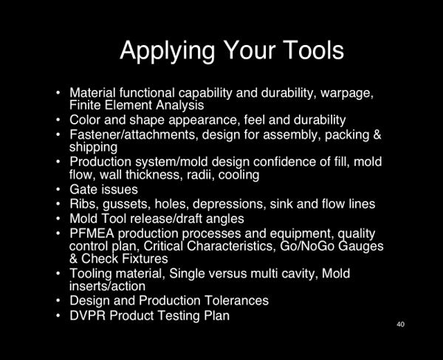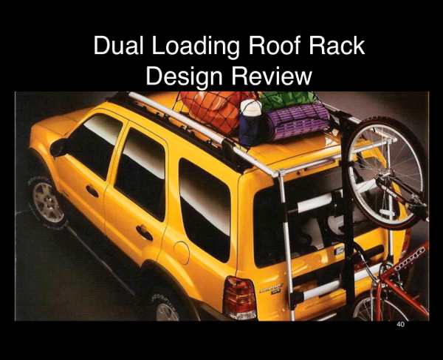Let me give you some examples. I want to talk about the Escape dual loading roof rack. This was an all-new feature that had never been done before in the industry. It's an all-new concept. This was released for production in the year 2000. The concept here is you can bring the carrier down and lock it into the bumper and load it up vertically. Put your bicycle on the carrier, and then you can roll it up and store it on the roof. The idea was it would make it much easier to do your load vertically than having to climb up and do it up on the roof.